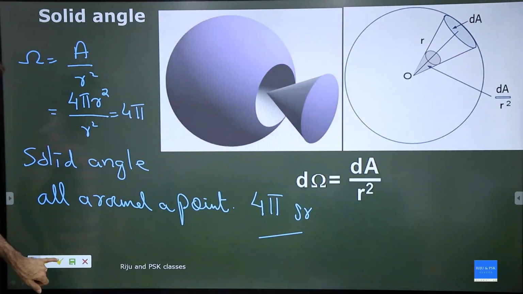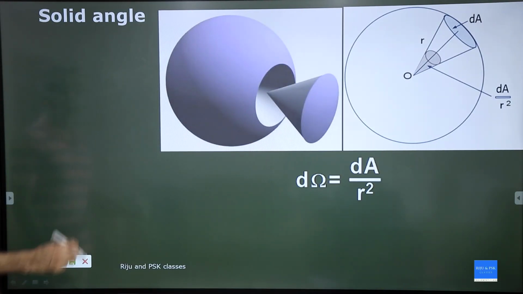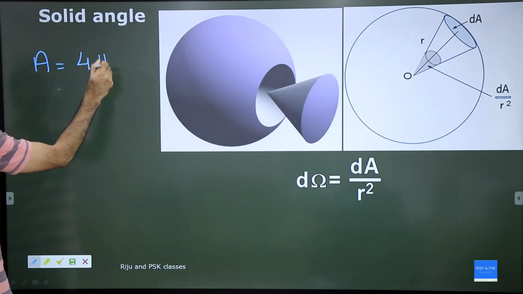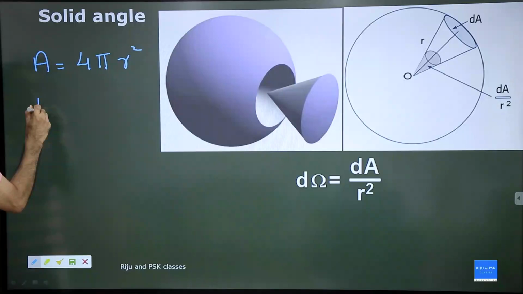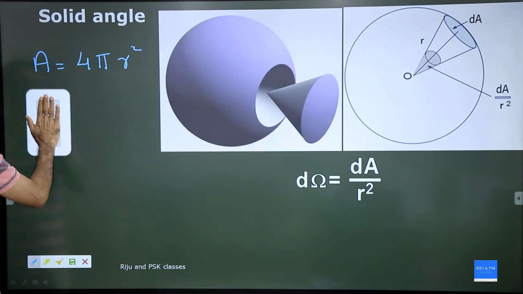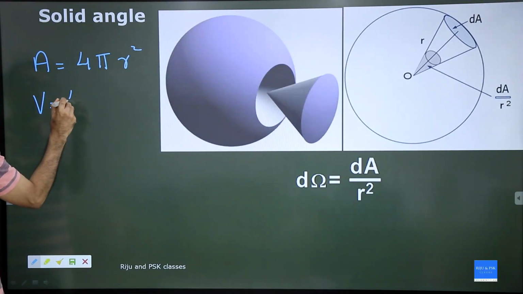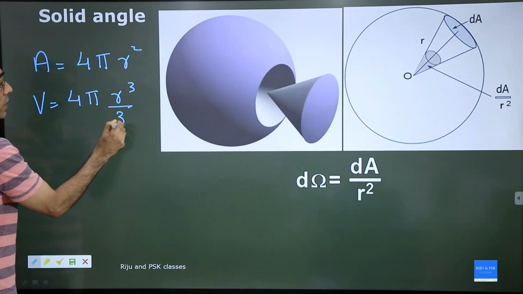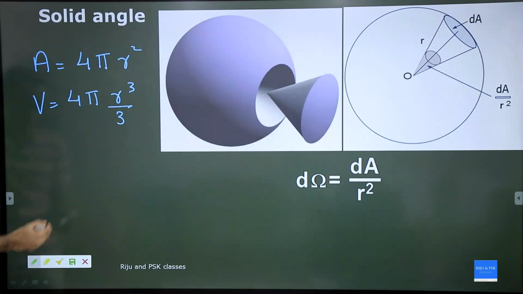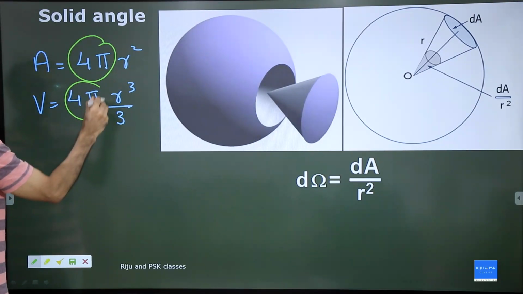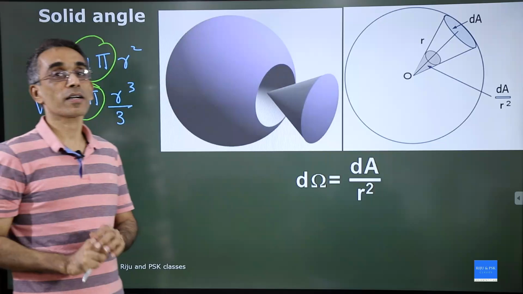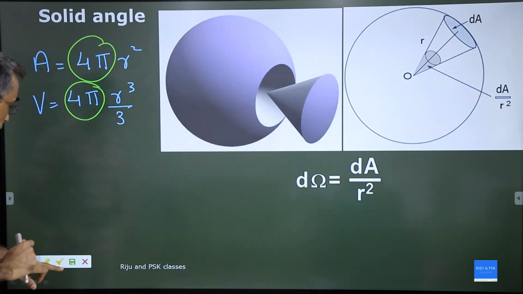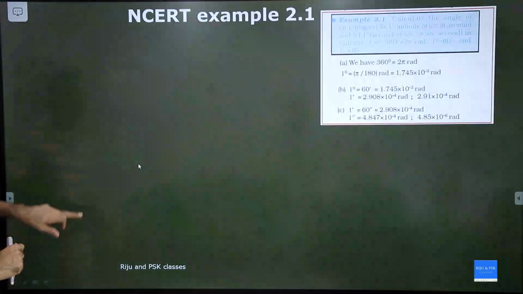Okay, now listen. What is the surface area of a sphere? 4 pi r square. What is the volume of a sphere? 4 pi r cube by 3. See this 4 pi, see this 4 pi. That is a solid angle. That's why we have that 4 pi there in sphere. Okay. Now going back.